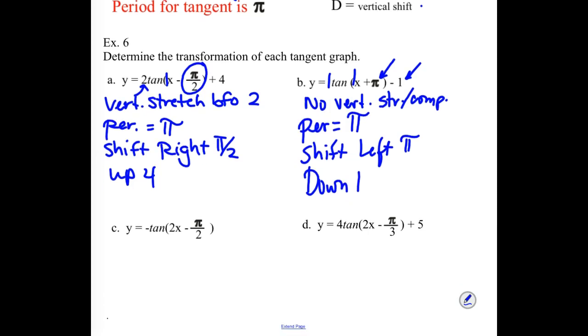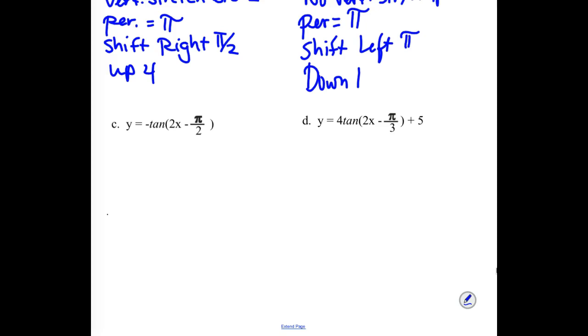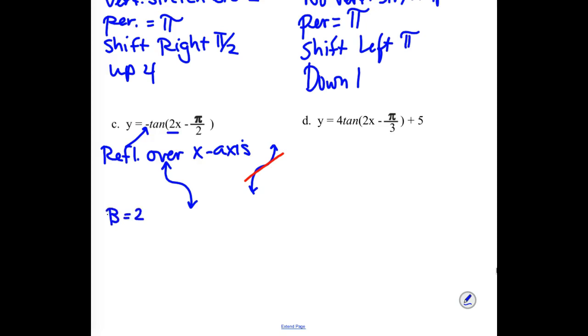All right. This one has a negative in front. That means we have reflected it over the x-axis. So instead of our curve coming like this, it's actually going to flip and look like that. All right. We have a B value here of 2. So period for this one is going to be pi divided by our B term. So we've had a horizontal compression. Now, we have shifted it left and right. We've got a phase shift in there.